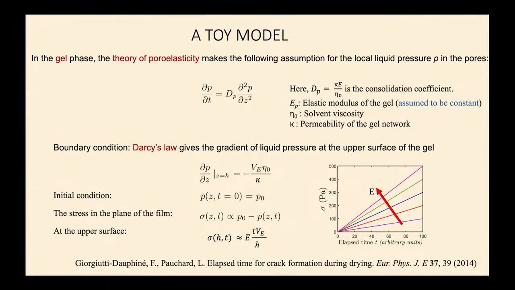This is all very half-baked yet, but we used a poroelastic model. You heard a talk on poroelasticity yesterday, and I think there were one or two that I missed earlier. We use a boundary condition, which is Darcy's law, to give us the gradient of liquid pressure at the upper surface of the gel, and using that you can calculate the in-plane stress at the upper surface, which goes as the elasticity of the sample, the time at which you are measuring this elasticity, the volumetric evaporation rate, and the height of the sample, which in this case was about 7 millimeters.